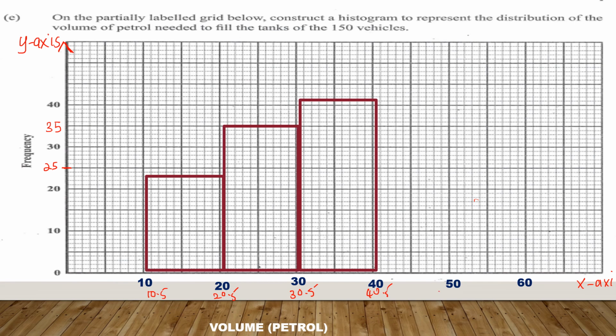Then we're going to have 50.5, and that was 28, counting from 25. Then 50.5 to 60.5 was 21. So you notice we have 20 here, and we go up 1 for 21. So that's our histogram.